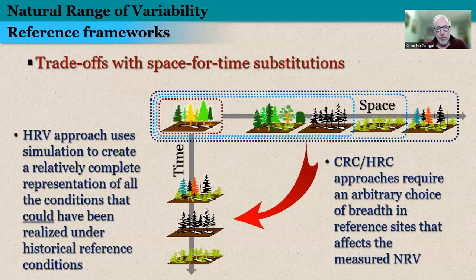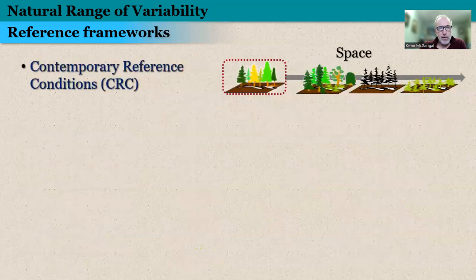So there's an arbitrary choice involved in choosing the breadth of space to represent NRV in a space-for-time substitution approach. And this introduces a strong degree of arbitrariness to the whole approach. It's important to keep these trade-offs in space-for-time in the back of your mind as we go through each of these approaches in detail.